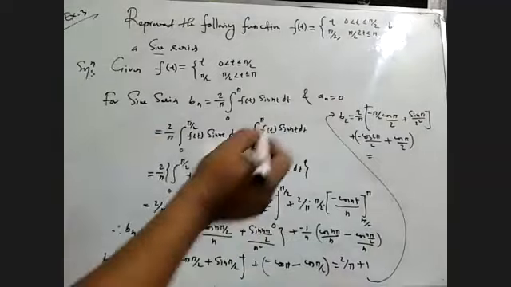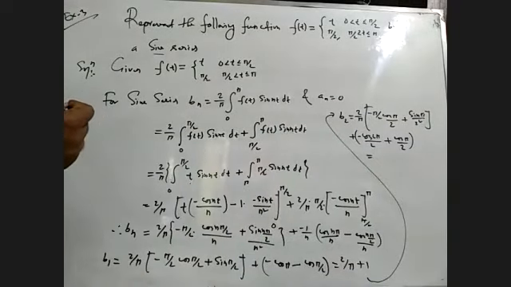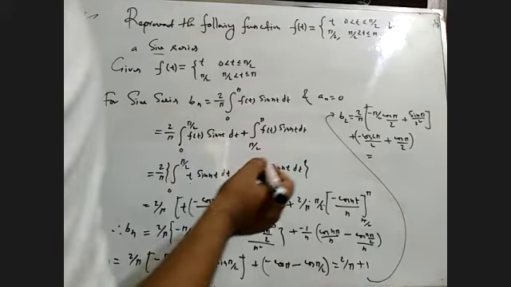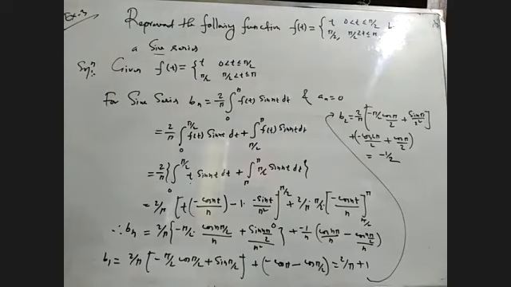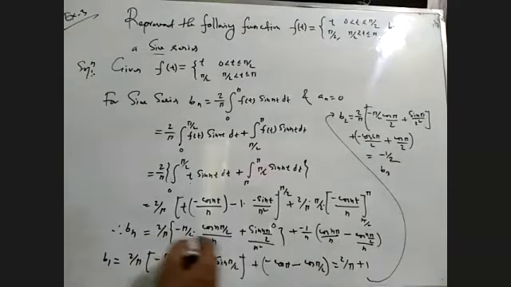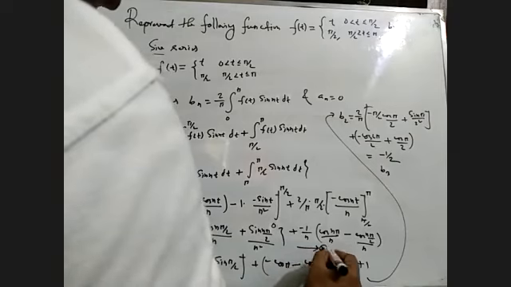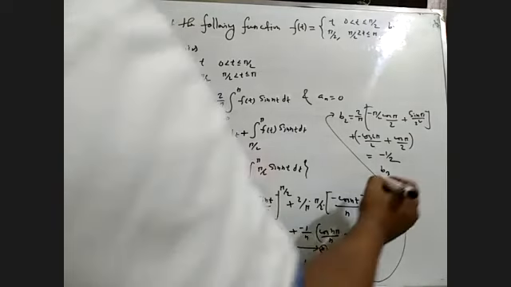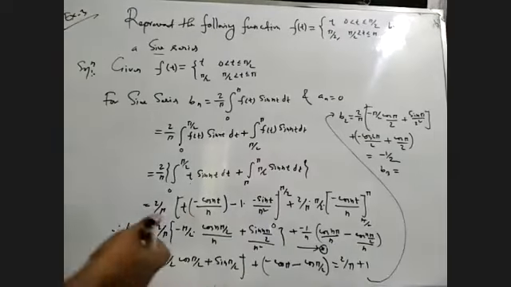After calculating from this, cos pi equals -1. Remember it: cos pi equals -1 and cos pi by 2, that is cos 90 degrees, equals 0. So from this we get B2 equals -1 by half. Similarly, we get B3 after putting n equals 3 here.